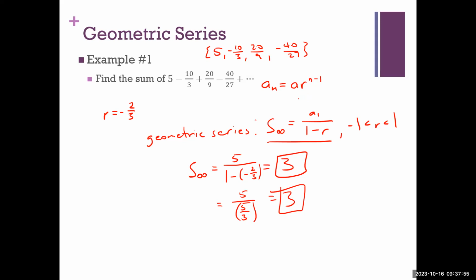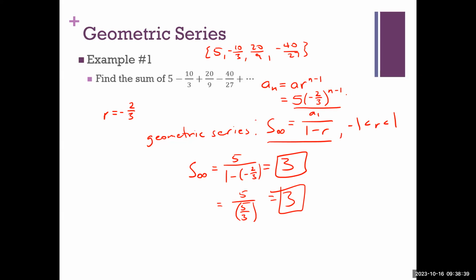Can I be more specific about this sequence? What's the A? 5. What's R? -2/3. And the exponent is n minus 1. Is this going to work for the 4 terms that I know about? When n equals 1, that should be 5. When n equals 2, this should be 5 times -2/3, and then 5 times negative, and so on. So I think this works.